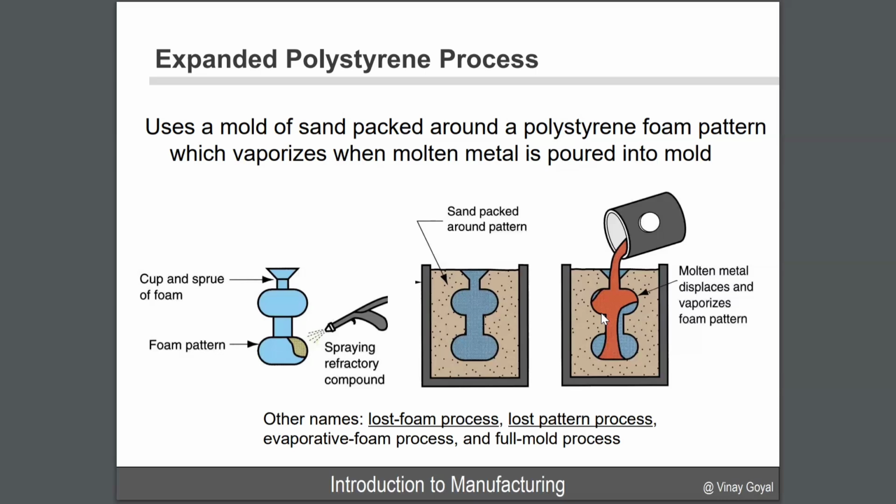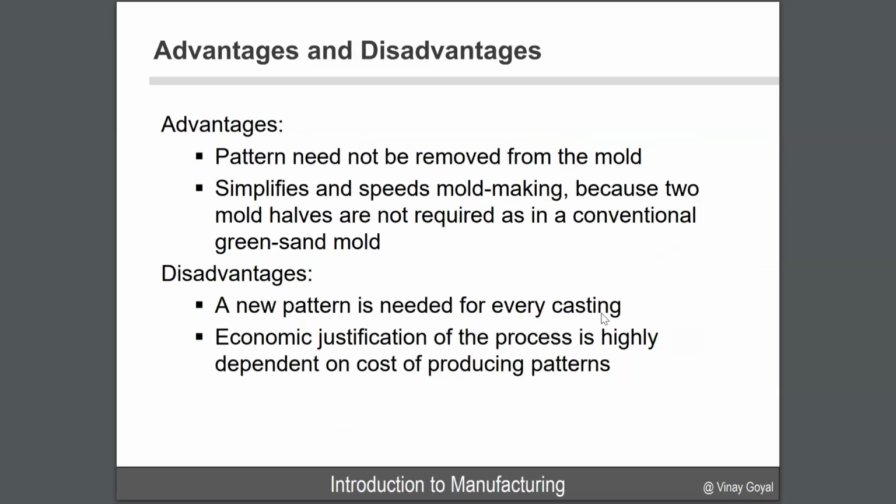And so this approach has advantages. And you may say, well, why not do that? Well, the advantage is that the pattern doesn't need to be removed from the mold. That's one advantage. Two, it really expedites the mold making process. It's faster because if you have two mold halves, they don't have to be in a conventional mold that we talked about before. What is the disadvantage? If you want a new pattern, you have to create that every time. Also, it can be expensive, so that's something to keep in mind, because making patterns is costly. So that process can be expensive.